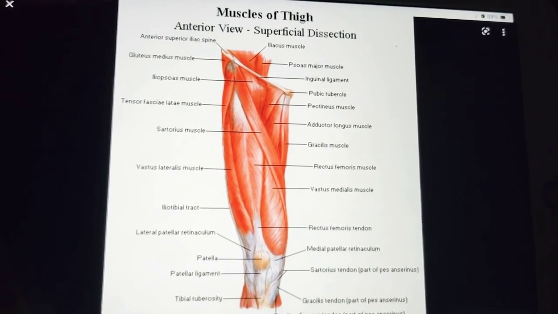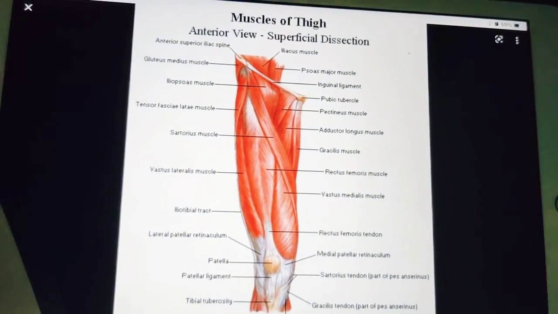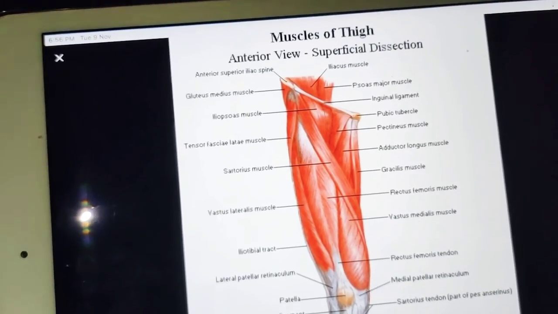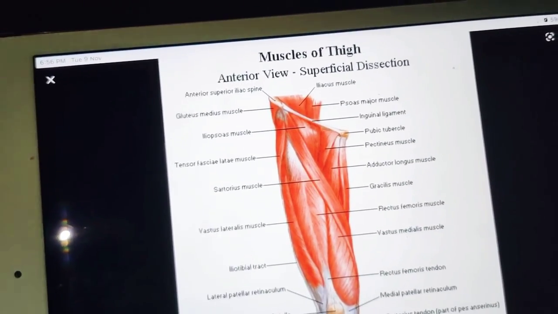Next we'll discuss the canal. So next we are going to discuss the adductor or Hunter's or subsartorial canal.